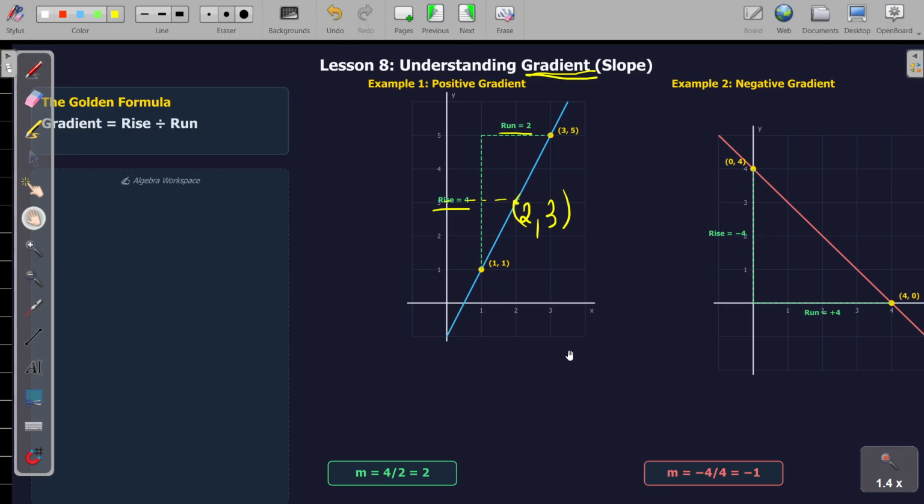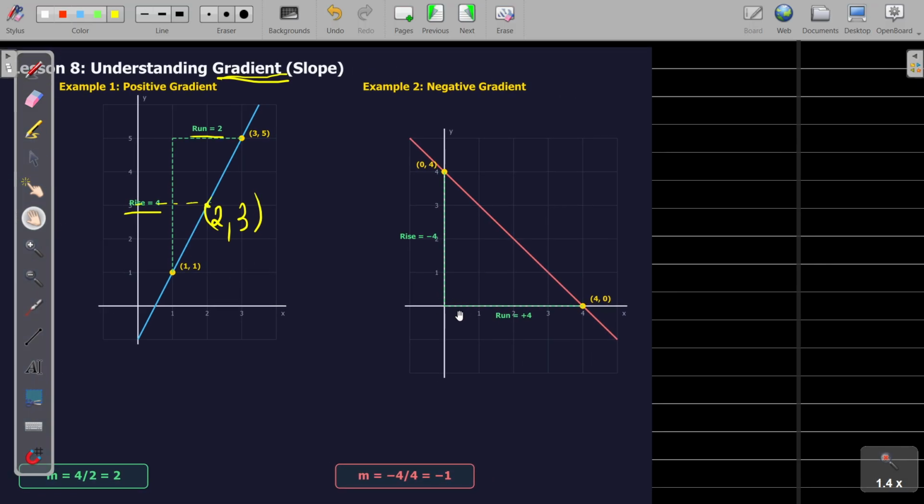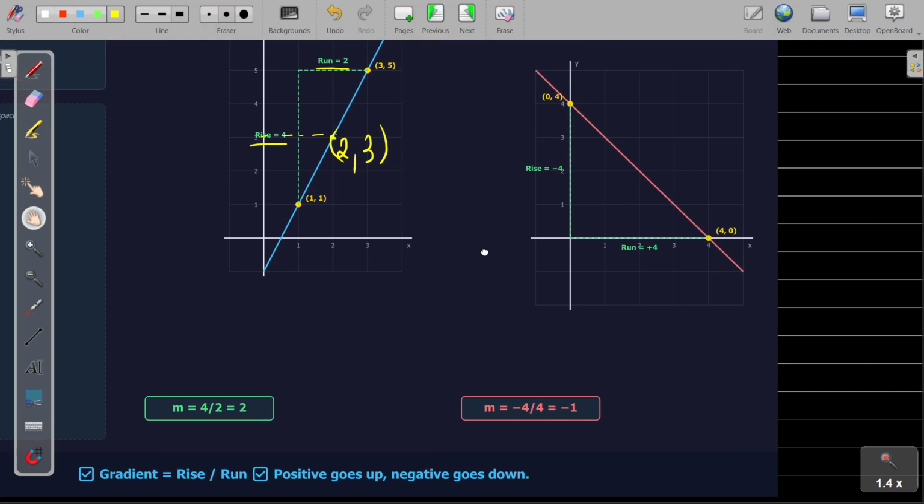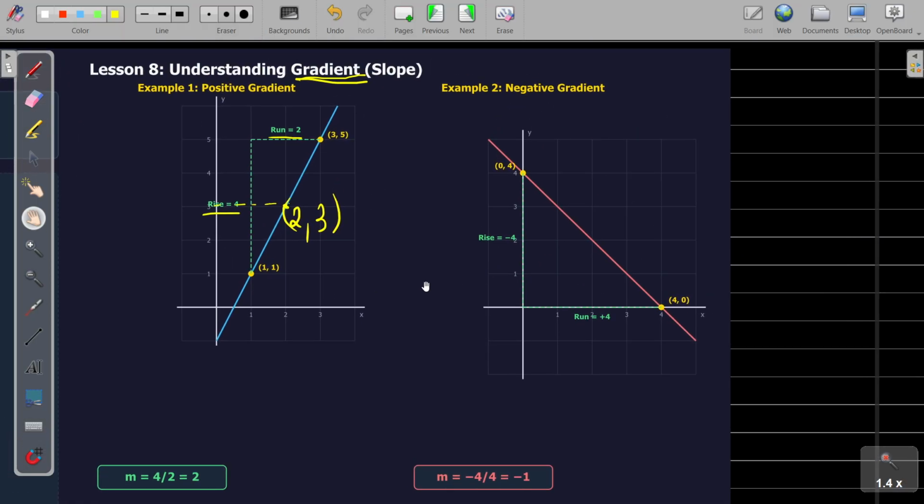Let's look at a downhill line, a negative gradient. Positive goes up, negative goes down. That is your rule of thumb right there. If you're reading a line from left to right, like reading a book, and it's going down, its gradient must be a negative number. If you calculate a positive number, then you may be making a mistake. So please do recheck your calculations, of course.